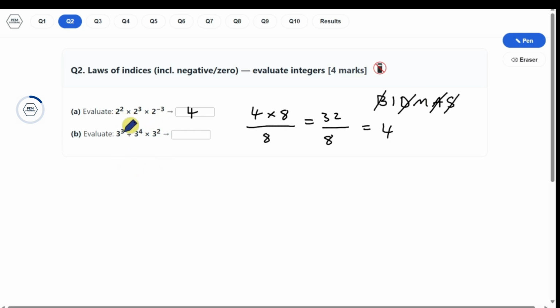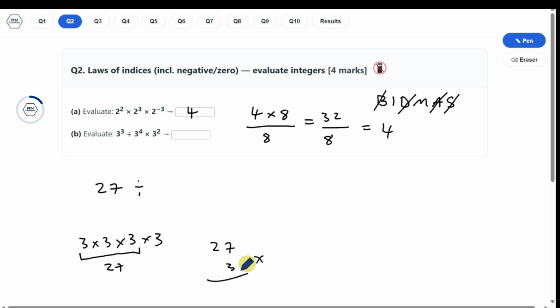So 3 cubed is going to be 27, divided by 3 to the power of 4. So remember, 3 to the power of 4 just means 3 times 3 times 3 times 3. We know 3 cubed here is 27. So we want to work out 27 times 3. So 3 times 7 is 21. So we put a 1 there and carry the 2. 3 times 2 is 6. 6 plus 2 is 8. So the answer to that is 81.